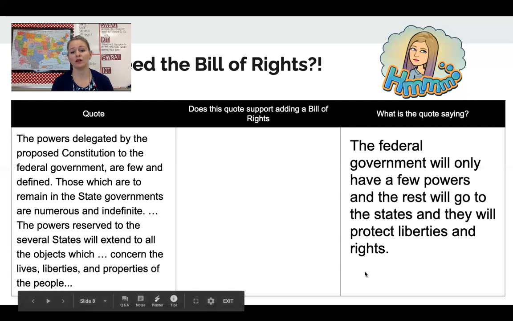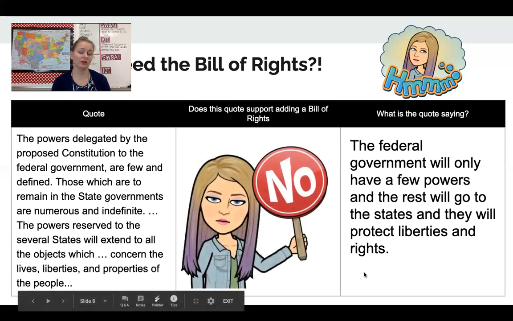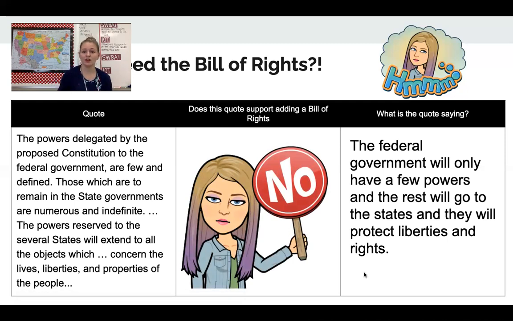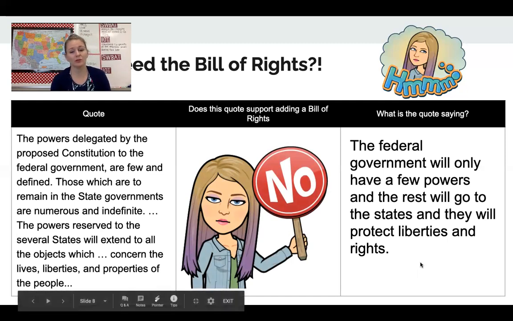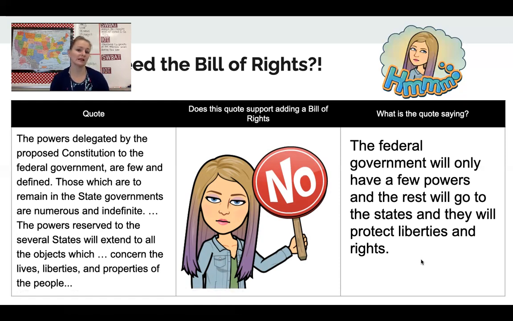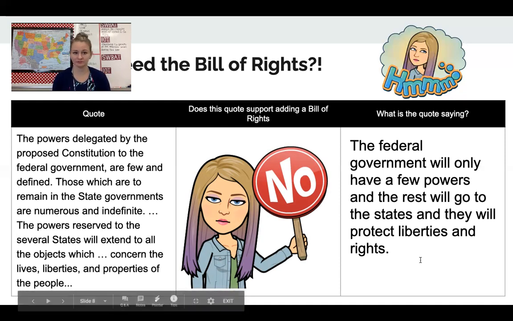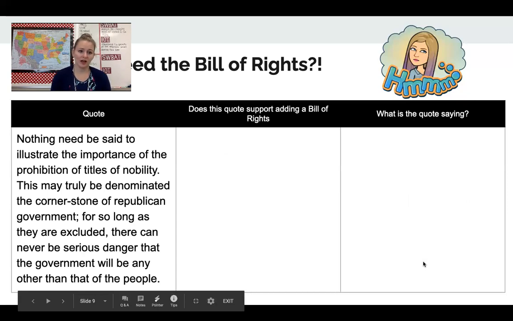Therefore, this is going to be another quote that is saying, no, we don't need to add a Bill of Rights to the Constitution, because the states are going to be the ones that are going to be making that protection. You can see this is a recurring theme. Don't worry about it. The states are going to do it. The states are going to do it. Let's look at the next one.